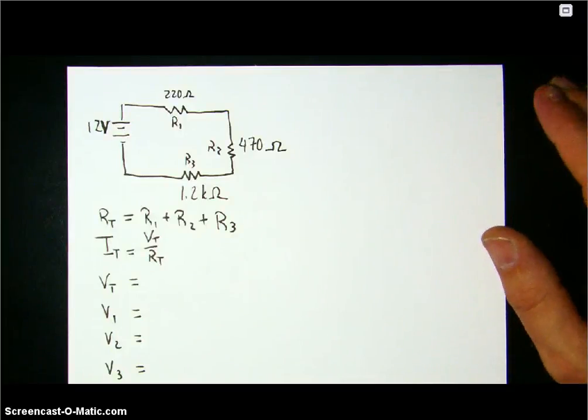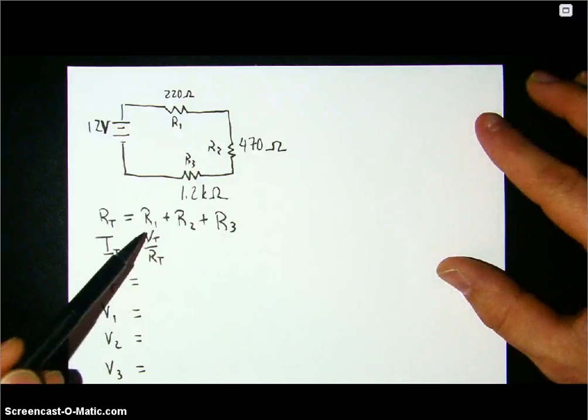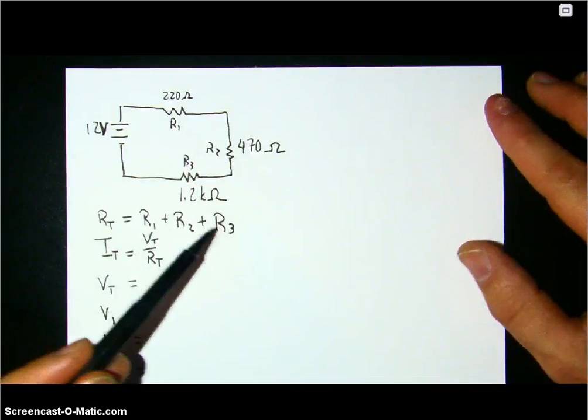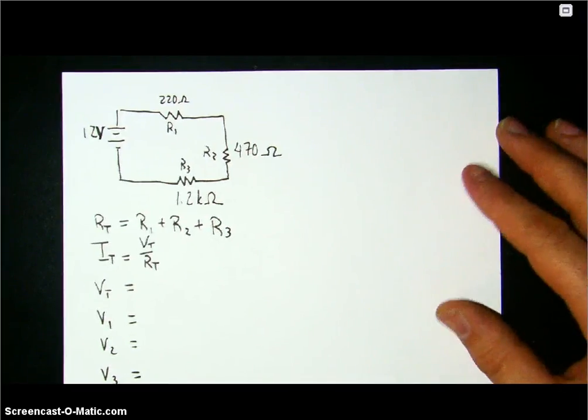Okay, so in this circuit for figuring out total resistance, what you should have done here is just add up R1 plus R2 plus R3. You know, what would happen if we had a fourth resistor or a fifth component or sixth component? What would you do? Yeah, you would just continue to add them no matter how many there were throughout that whole series circuit. All right.